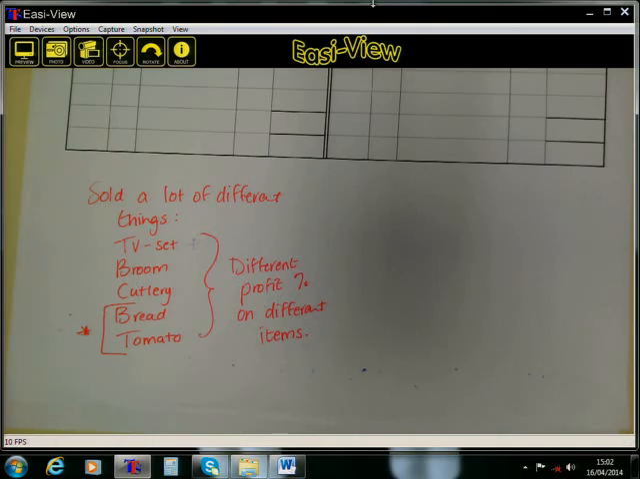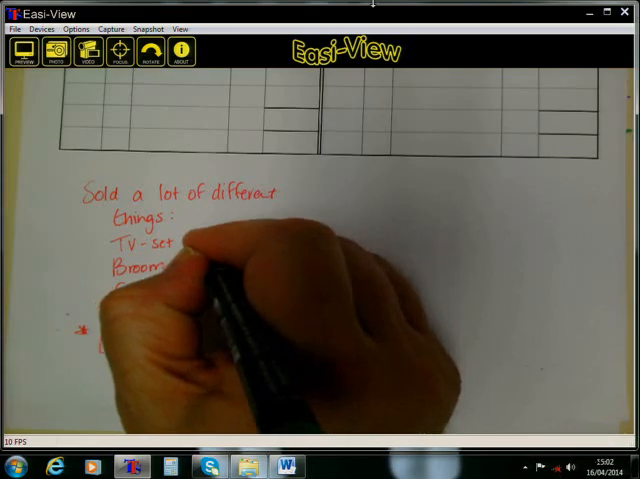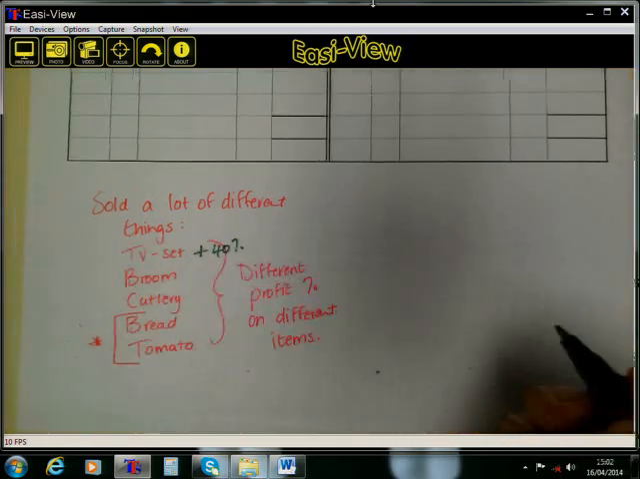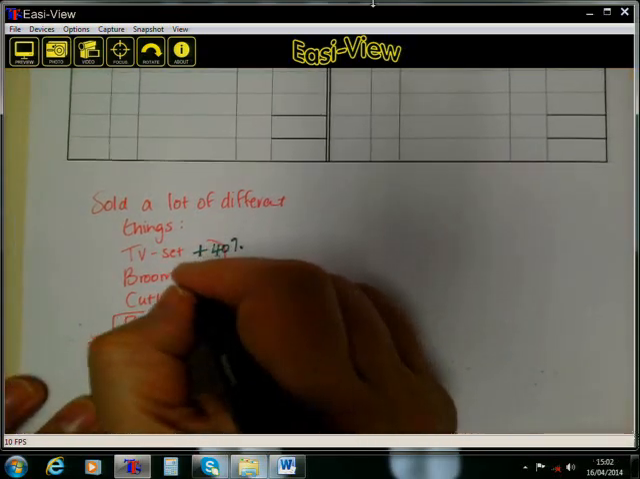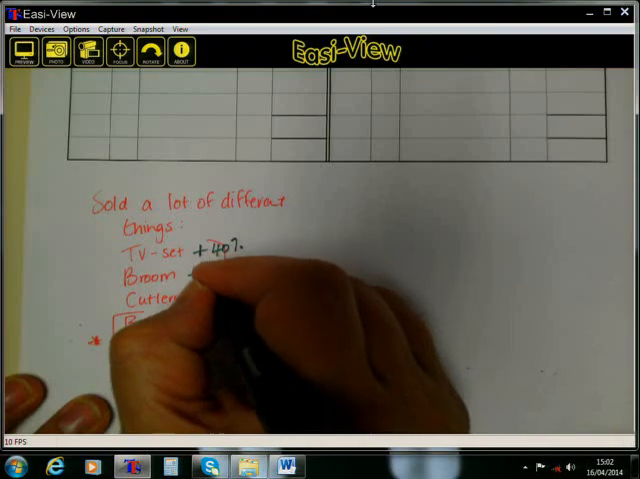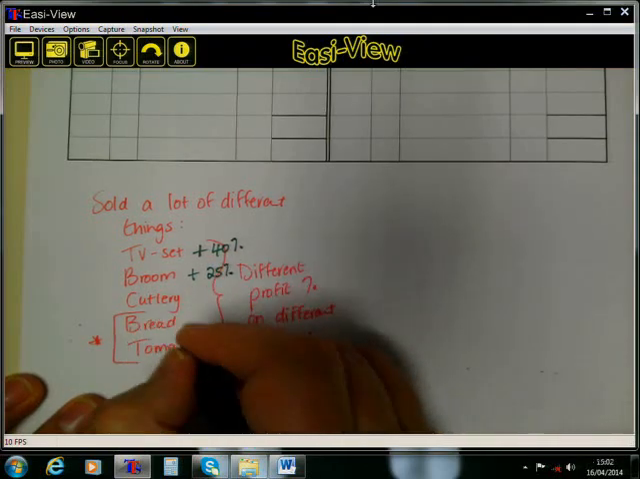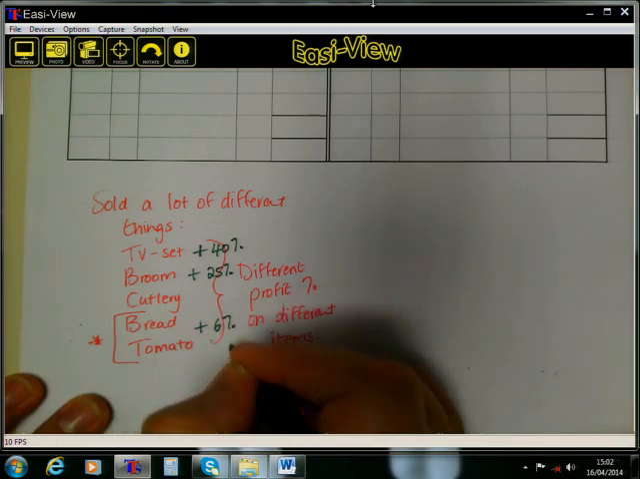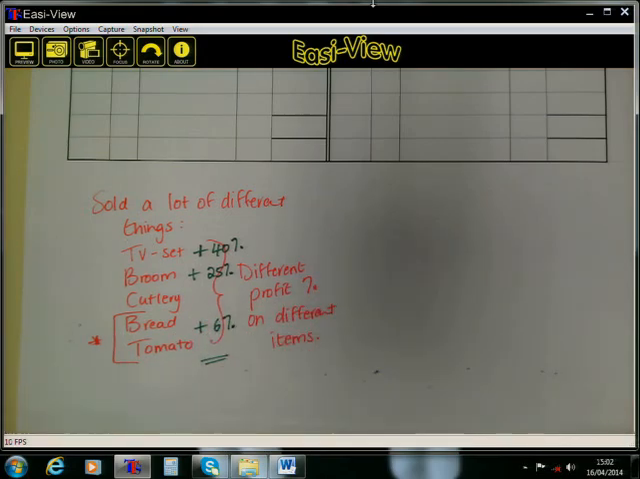You can still add your 40% there. On the brew, maybe you are going only to add 25%, I don't know. But on these two things, you're only going to add 6%. Can you see the different profit markups?